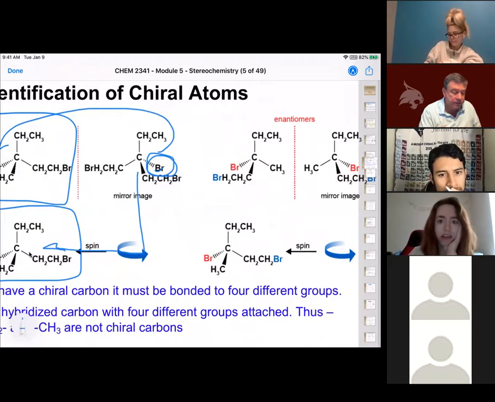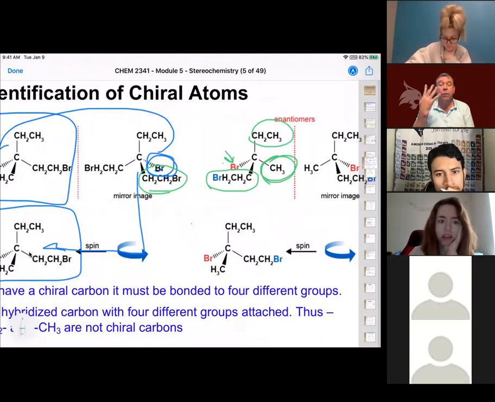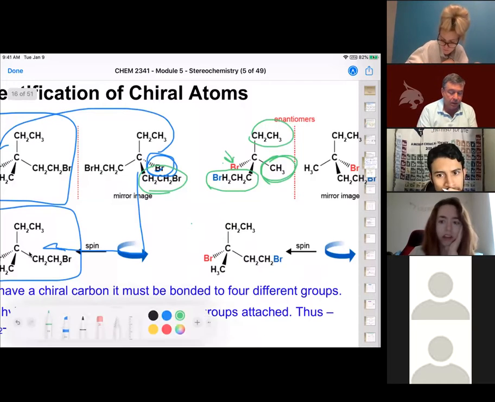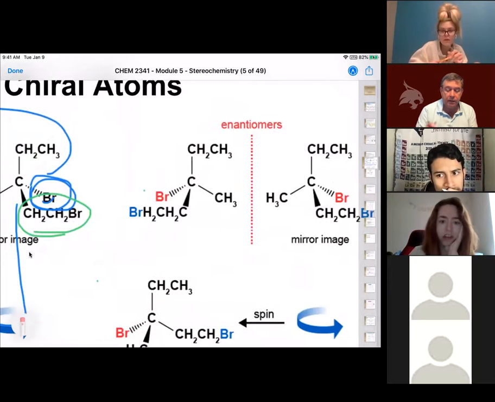Okay, so on this next one here, let's change colors here. So all we did was we swapped out one of these groups here with a methyl group here. So now we have a bromine, a methyl group, an ethyl group, and an ethyl group with a bromine on it. Okay, that's 4 different groups. We think it might be chiral. Let's go ahead and prove it to ourselves by drawing its mirror image and seeing if it is superimposable or not. Okay, so let's do that exact same structure of making a mirror image.